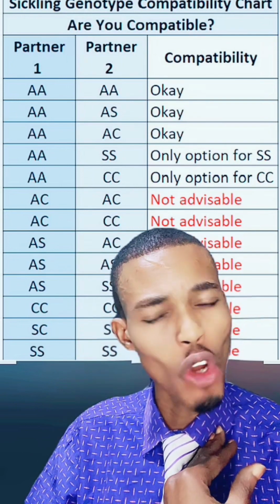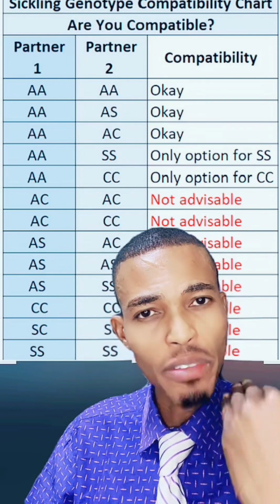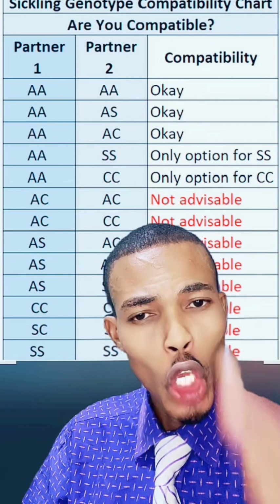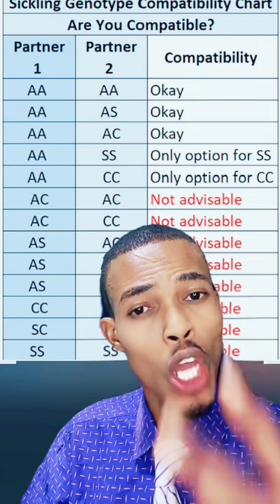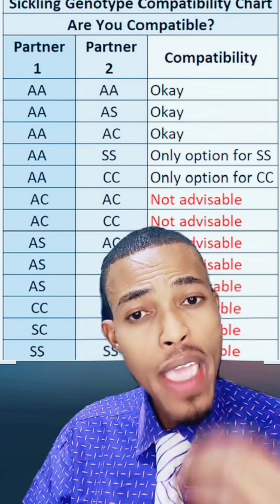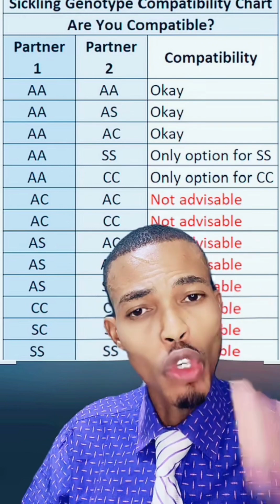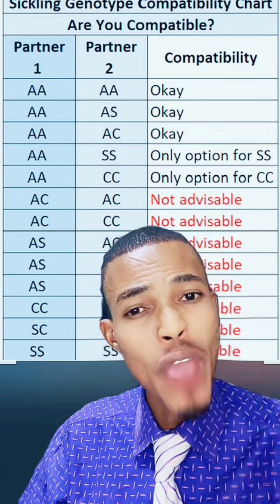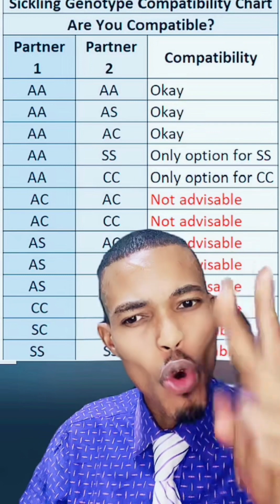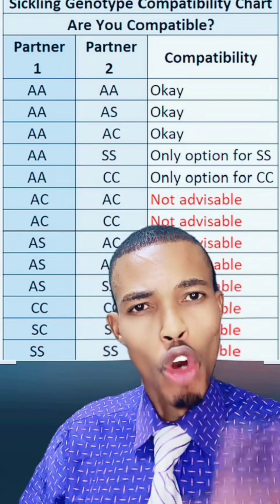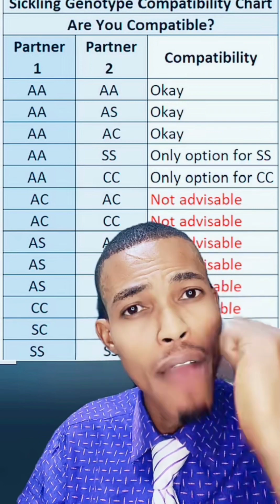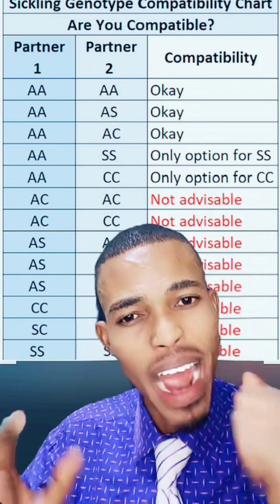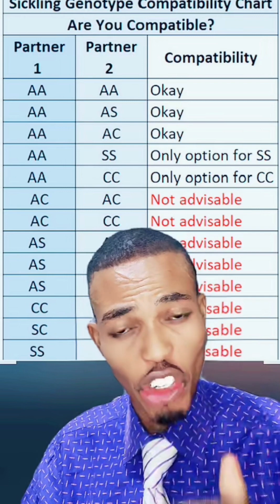Do you agree with me or you don't agree? I am saying that if you have a sickle cell trait, you cannot marry another person who has a trait. If you are a sickle cell patient, you cannot marry somebody who has a sickle cell trait. If you are sickle cell, both of you, you cannot marry. No matter how you are in love with this man or this woman, please run away from that relationship. End the relationship now.